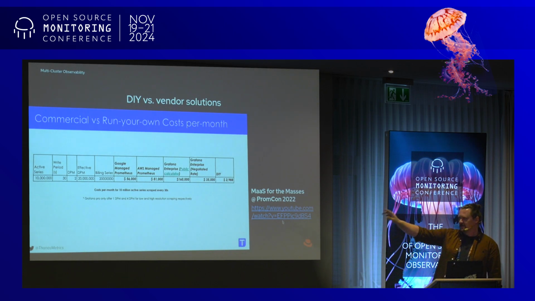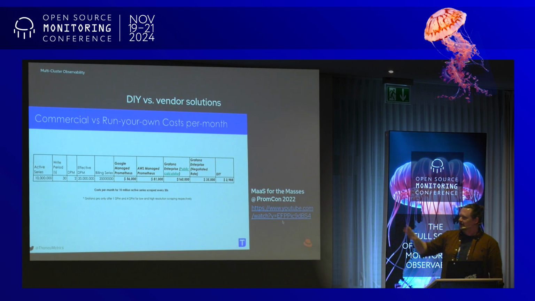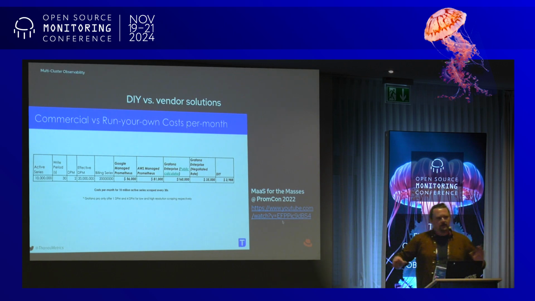For Grafana, we have two numbers. One is the public calculator on the website, and one is from talking to Grafana people about a negotiated rate. So it's a lot lower. So also as advice, always talk to the people. Don't trust the price on the website. But you see the do-it-yourself is so much less. Of course, there are many, many more things involved in the do-it-yourself approach, right? Do you need the people to run that? But it just gives you a comparison. And the larger the scale you get, the more probably you should think about whether that's the right thing to do.